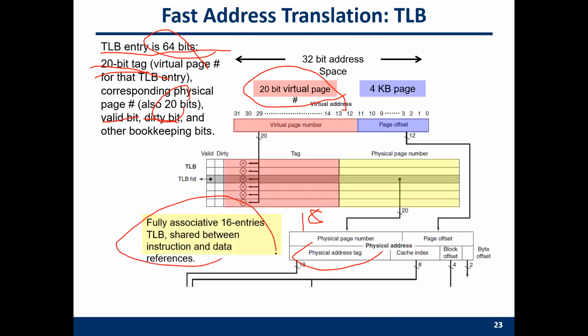And the TLB is a fully associated cache. We have 16 entries here. It's shared between the instruction and the data. And we directly copy the address inside each page. We don't do the translation for the value inside pages.